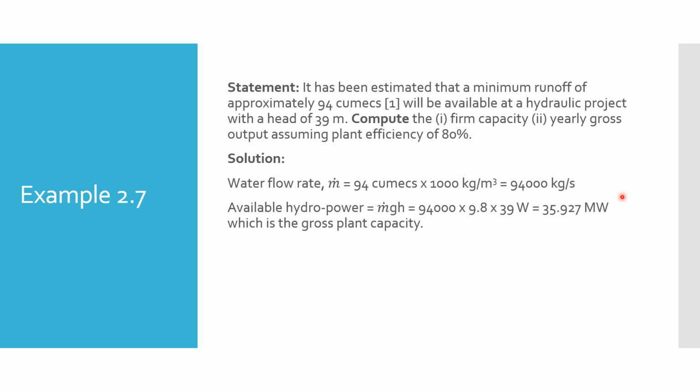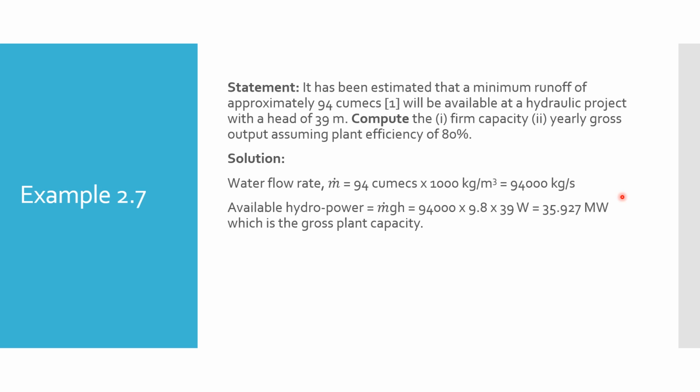So 94,000 kilograms per second into 9.8 meter per second squared into 39 meters will give you the power in watts, and that comes out to be 35.927 megawatts. So this is the gross plant capacity which is available to you. This is the hydroelectric power which is available inside the dam, and this is also termed gross plant capacity.